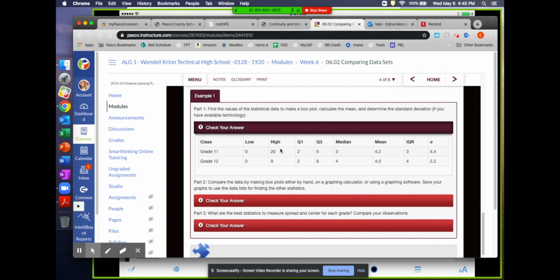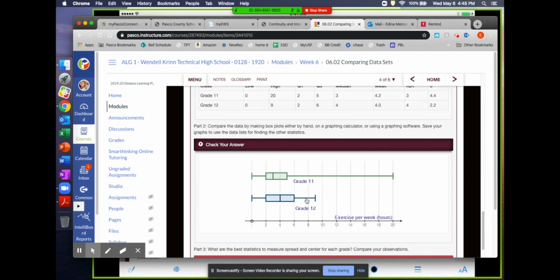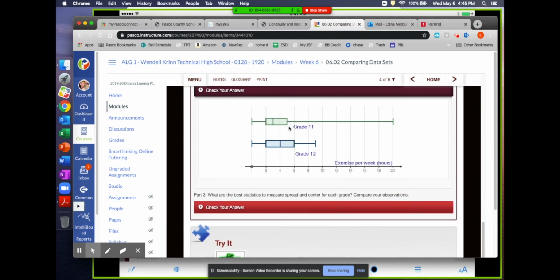Part 2 says compare the data by making box plots, either by hand, on a graphing calculator, or with software. Here are the two box plots. So you can definitely tell, like we talked about before, you have this outlier of 20 for grade 11 all the way out. Grade 12 looks pretty symmetrical in its data. If I were to cut that in half, it would be pretty close. Grade 11 definitely not, because we have that outlier. Here's our interquartile range.